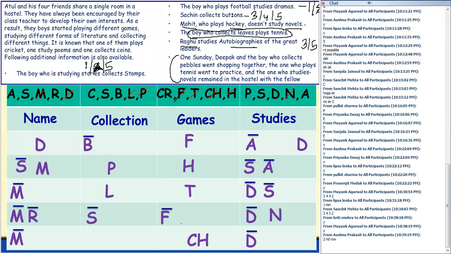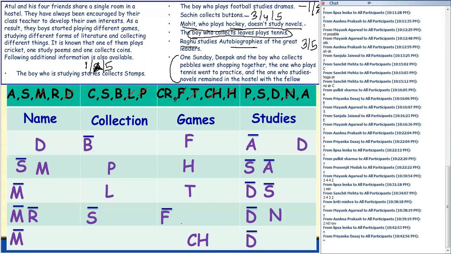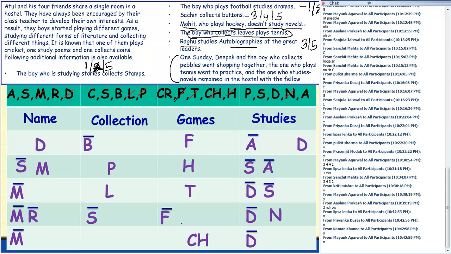ओके. नाउ वी आर still here. Any doubts till this step before I move forward? Please tell me yes or no. नो. ठीक है, ग्रेट. सो अब मेरे पास बचता क्या है. रघु, सचिन का कलेक्शन बटन्स होना चाहिए. सचिन एंड बटन्स. तो फॉर सचिन एंड बटन्स अगेन अभी भी दो चॉइसेस बचते हैं.